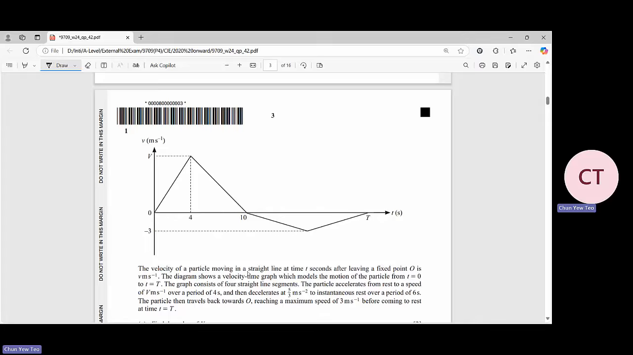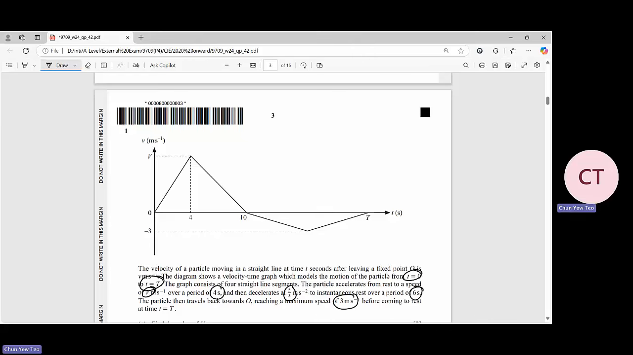The velocity of a particle moving in a straight line, at time t seconds after leaving the fixed point O, is v meters per second. The diagram shows a velocity against time graph, which models the motion of the particle from t equal to 0 to t equal to T. The graph consists of 4 straight line segments. The particle accelerates from rest to a speed of v meters per second over a period of 4 seconds and then decelerates at 5/3 meters per second squared to instantaneous rest over a period of 6 seconds. The particle then travels back towards O, reaching a maximum speed of 3 meters per second before coming to rest.